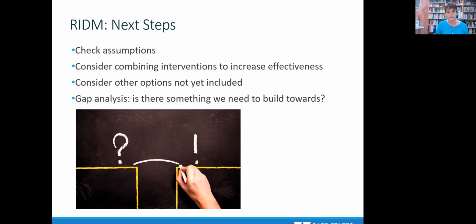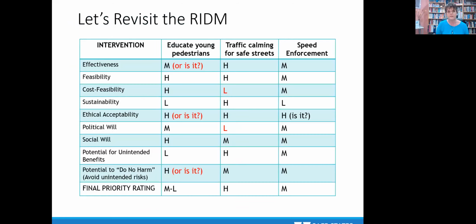Now let's come back to the RIDM, and I just threw in a child pedestrian injury example, but it doesn't have to be that. And let's have a look at some pieces of this. So we had three options. One was to educate young pedestrians to try and keep them safe in traffic. The other would be looking at traffic calming to create sort of a safe streets, safe community, safe play environment. And the other would be speed enforcement in high-risk areas, such as around schools or recreational centers.